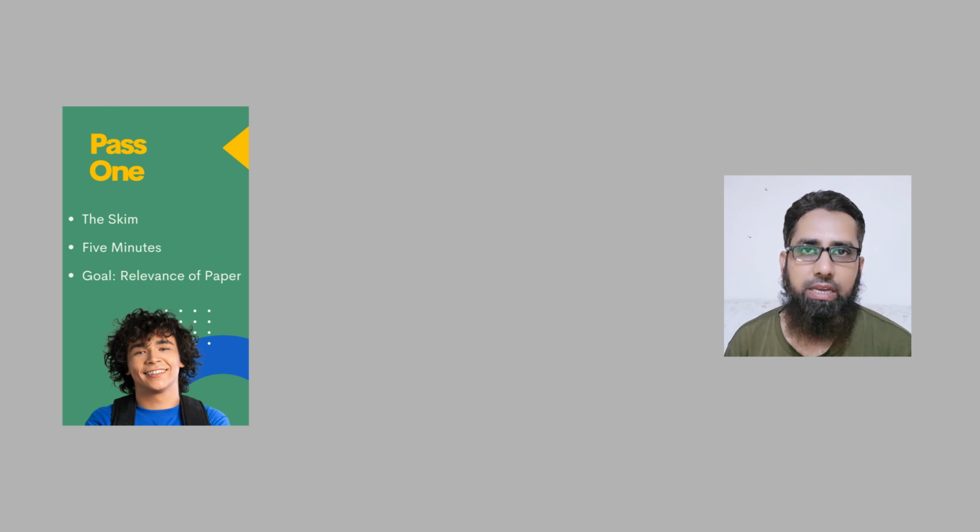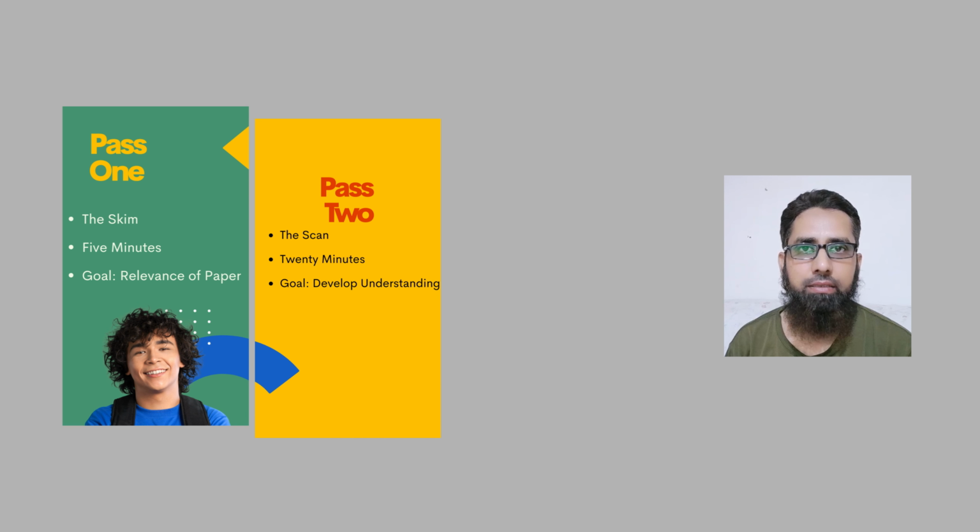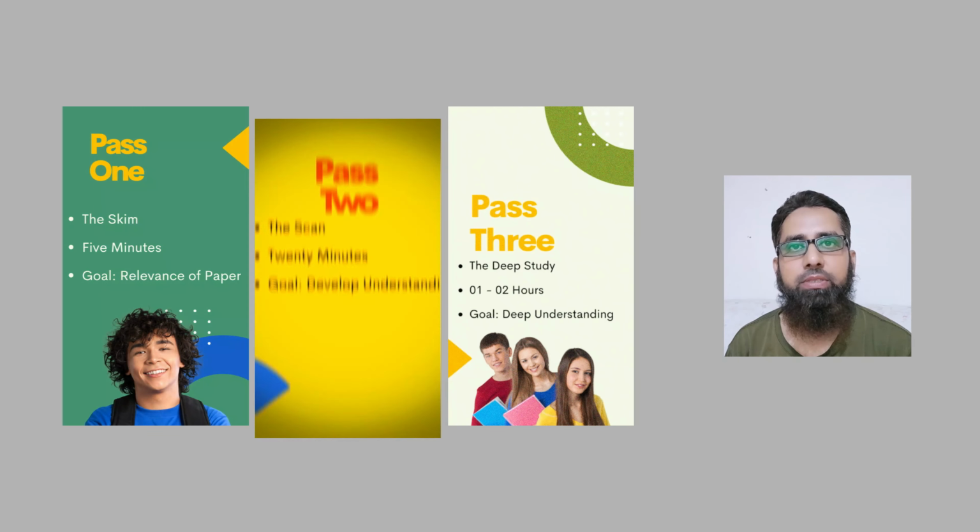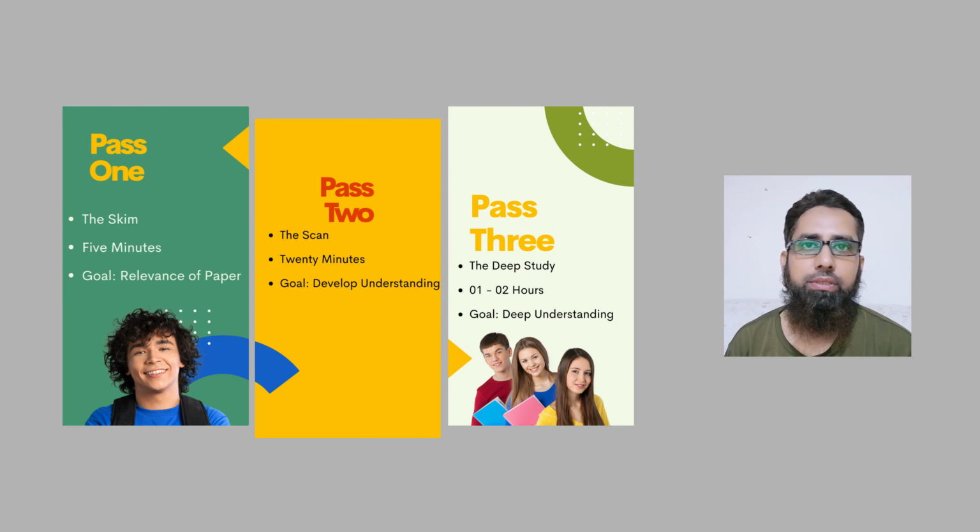Pass 1, skim, 5 minutes. Goal, decide if this paper is relevant to you. Pass 2, the scan, 20 minutes. Goal, understand what they did and what they found. Pass 3, the deep study, 1 to 2 hours. Goal, understand everything deeply to discuss or replicate. Most papers, you only need pass 1 or 2.